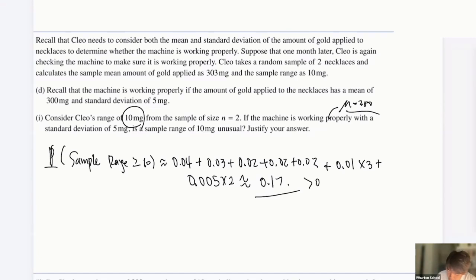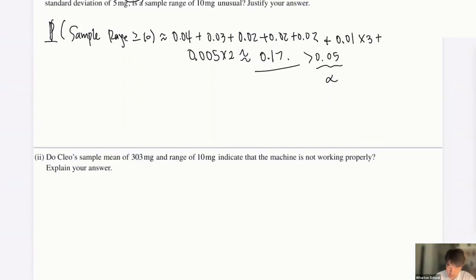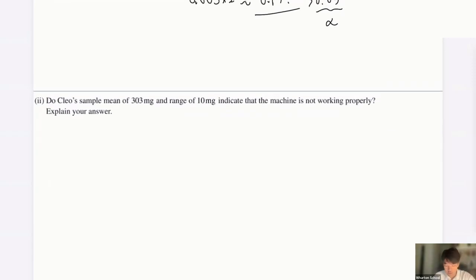So since this is greater than 0.05, which is our common threshold for the probability, we can say that this is not unusual. So we can conclude that it's pretty usual to have a sample range of 10 milligrams. Okay, and the last question asks, do Cleo's sample mean of 303 milligrams and the range of 10 milligrams indicate the machine is not working properly?